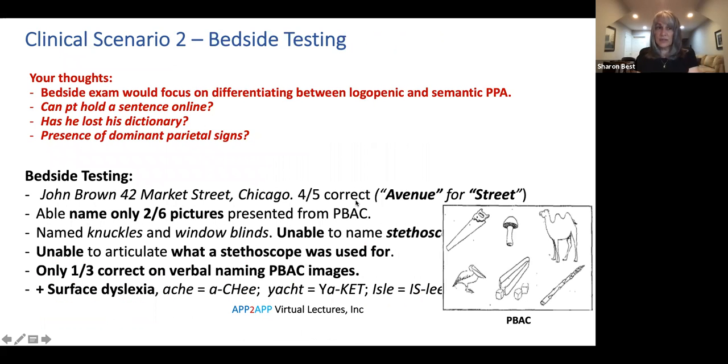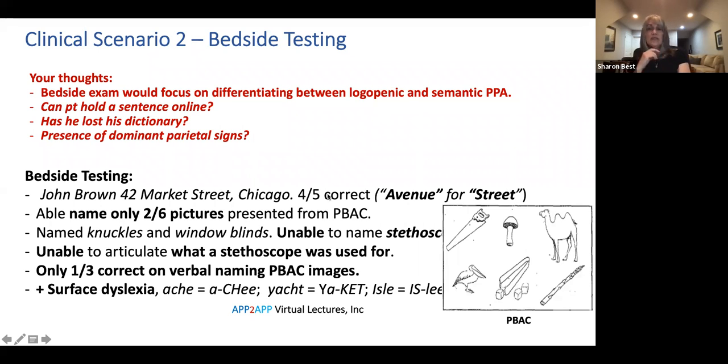Now, your thoughts are, at the bedside testing, we're trying to differentiate between logopenic and semantic because he's not agrammatic. So we're going to, one, check to see if he can hold a sentence online, and that would be the hallmark for the logopenic. We also may want to check to see if he's lost his dictionary, being the hallmark for the semantic. And then if we want, we can do a little more and check for the presence of dominant parietal signs. So during the bedside testing, we asked him to repeat John Brown 42, Market Street, Chicago.